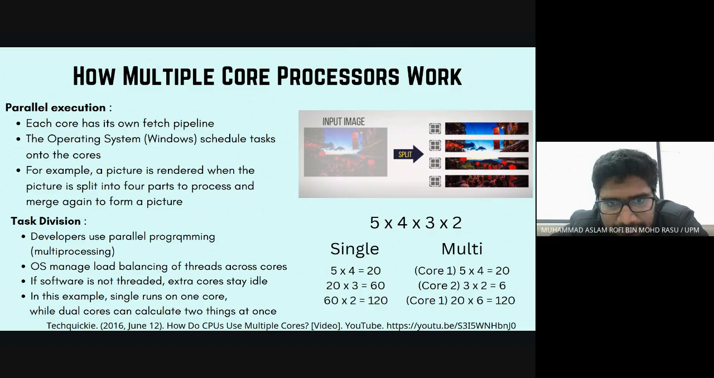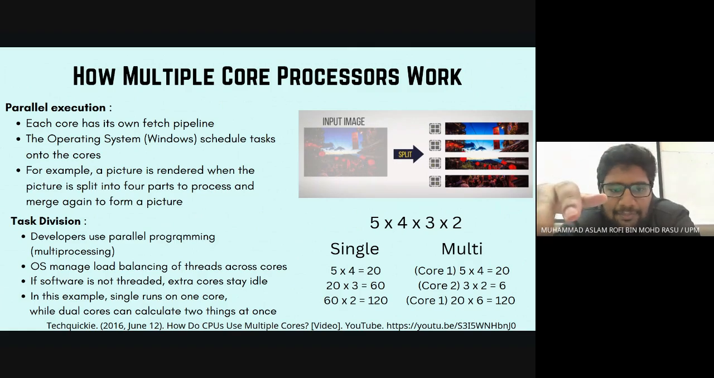Okay, so right now, how multiple core processors work is in parallel execution. Each core has its own fetch pipeline, and our operating system, which is usually Windows or Linux, as those two are the popular ones, will schedule tasks onto the cores. For example, this one is a very simple example. You can look at the picture.